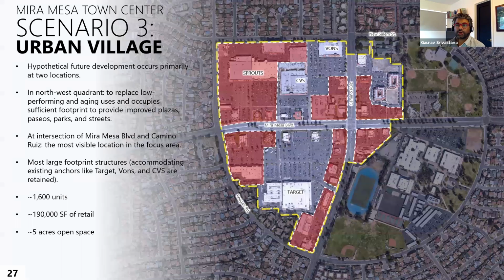Moving on to scenario 3, which we're referring to as the urban village. This scenario maximizes the opportunities for future change while again retaining the existing anchors that serve the community, as well as the surface lots that serve as parking lots for those anchors. The areas of intervention grow from the previous scenario, so Camino Ruiz remains a corridor of future development, as well as the northwest quadrant along Reagan Road and New Salem Street.